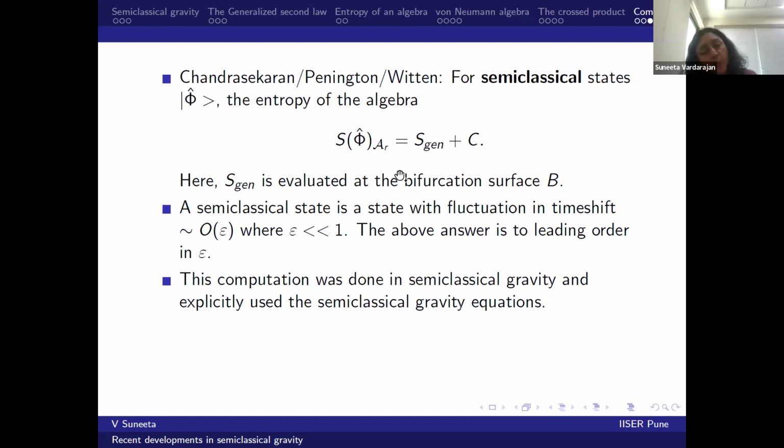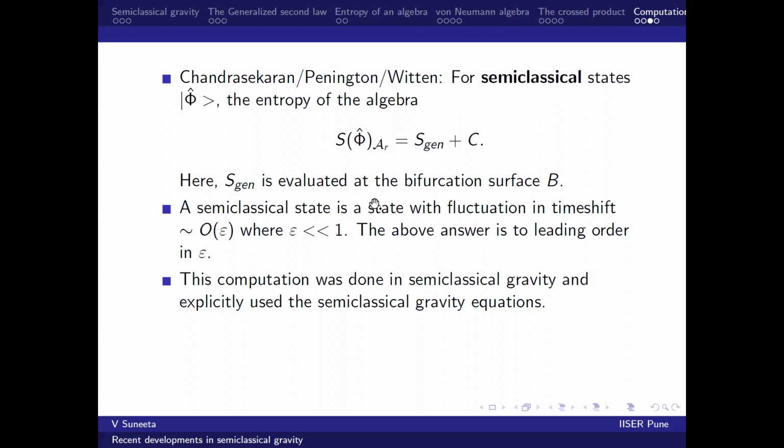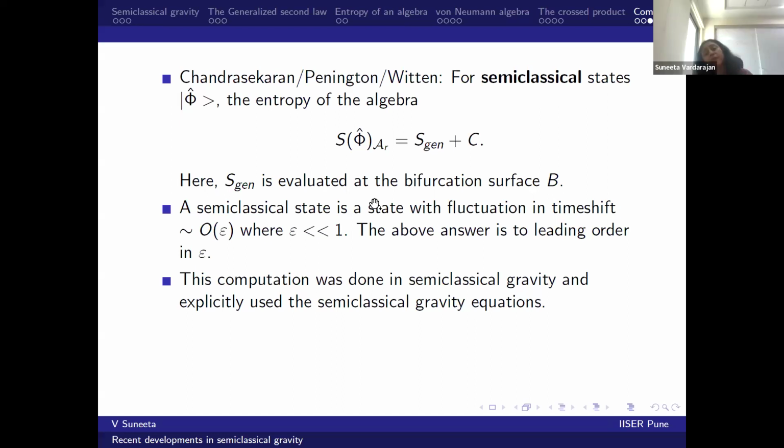So generalized entropy is what? Area by 4G plus the entanglement entropy. You get this combination. And you also should expect that, because in a sense, both entanglement entropy and the area by 4G term independently don't seem finite. But if you take the sum, it is expected to be finite. So the sum is well defined.